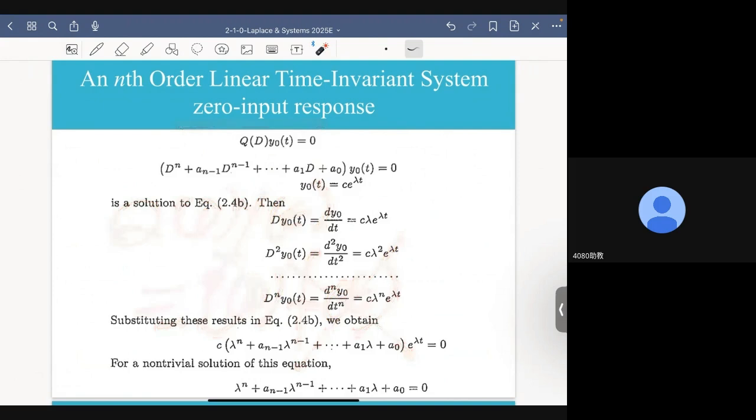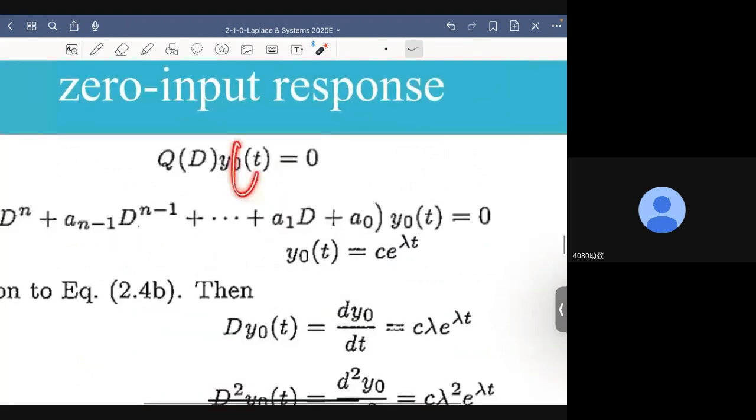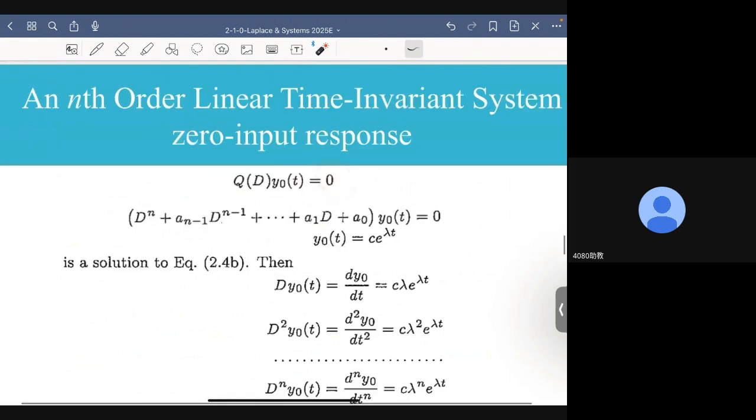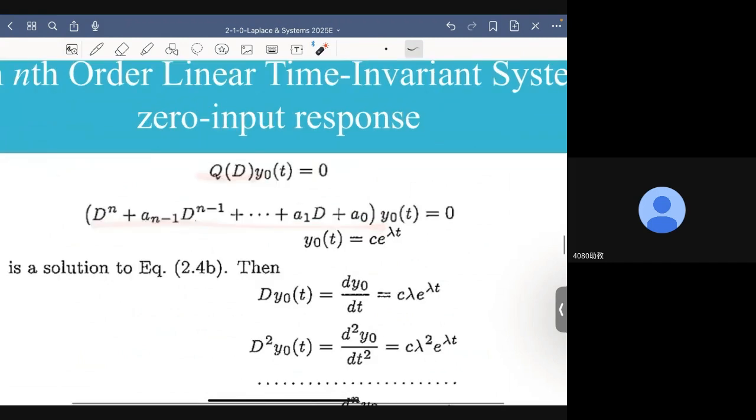So the differential equation now looks like this. Now, the subscript here, I insert a subscript under y to denote that what we are considering is the zero input response, okay, not the total response, because here the input is zero. Now, Q(D) is actually this, right? That's the definition of Q(D), okay?